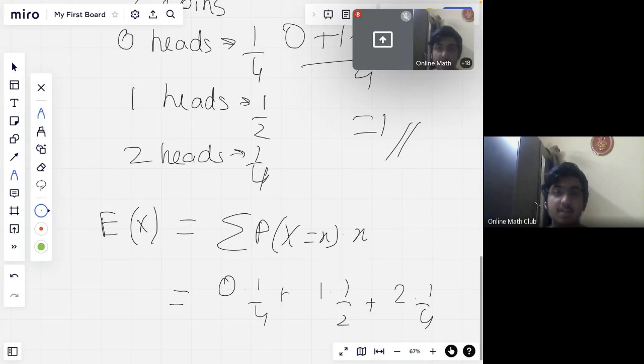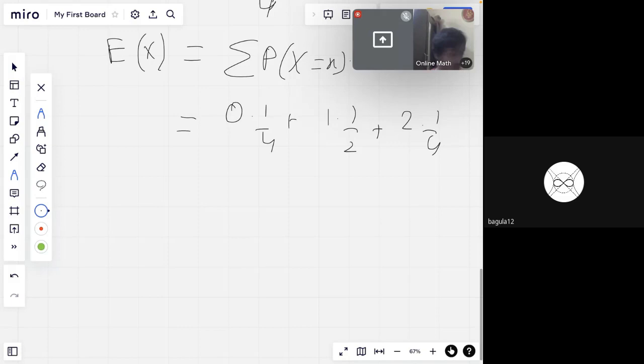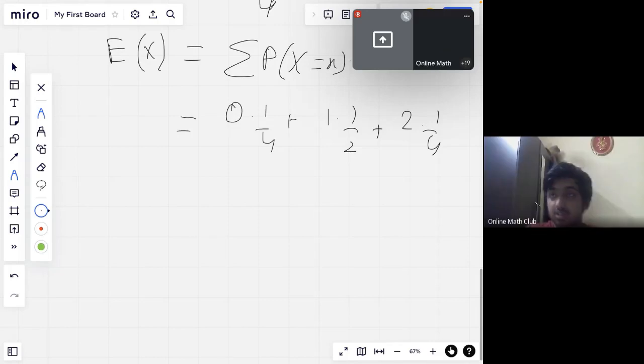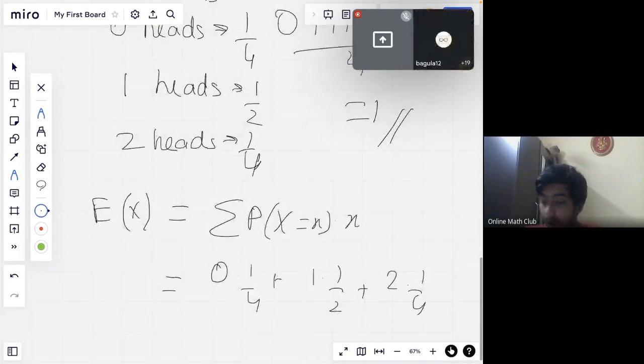Okay, so expected value is intuitive. It's like the weighted average of everything, right? But can you say something about the significance? Maybe what is the significance of taking the average, this expected value?